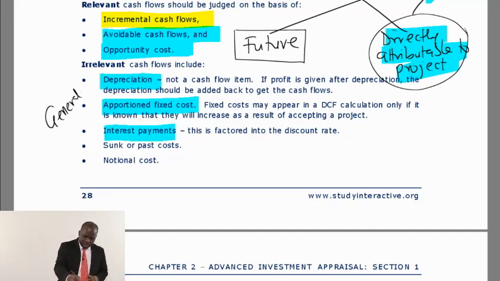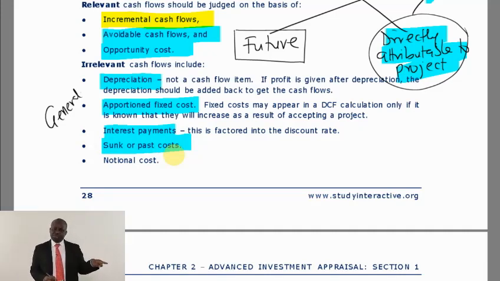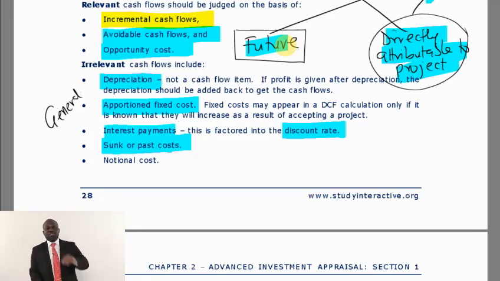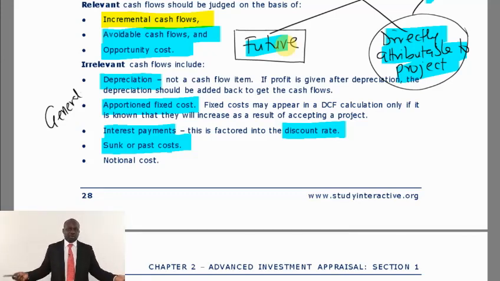Okay, so watch out. The absolute amount of the interest is out of the cash flows because the interest effect has gone to the discount factor. Okay, next, sunk cost. What is sunk cost? We said for the cash flow to be relevant, it should relate to the future. Okay, so sunk cost is an alternative name for past cost. Because the cost is already incurred, you cannot avoid it. So whether you decide to go ahead or not, it relates to the past.